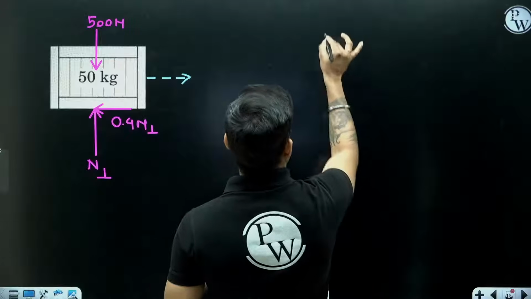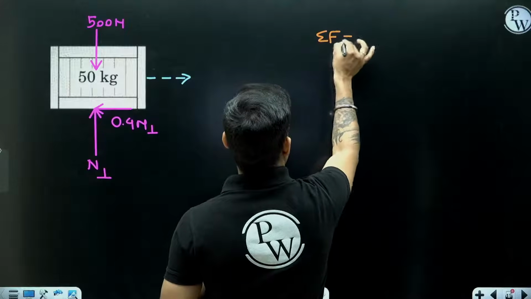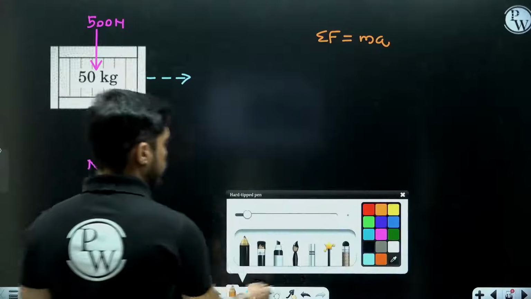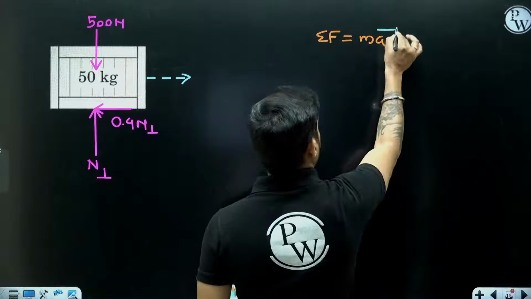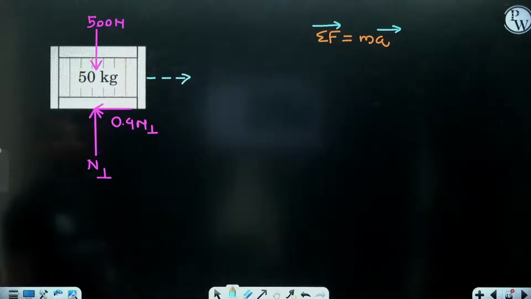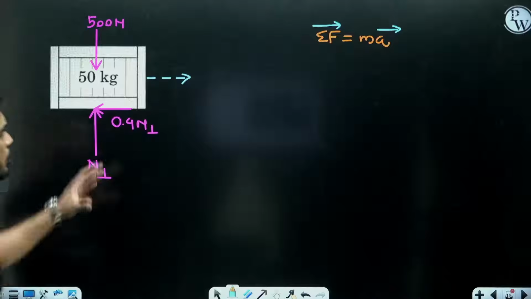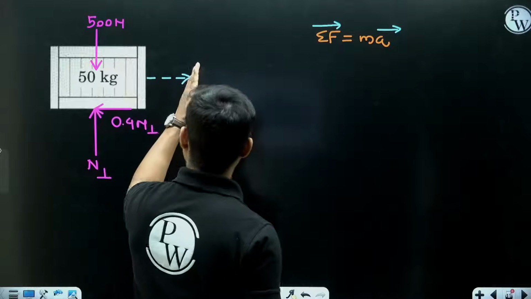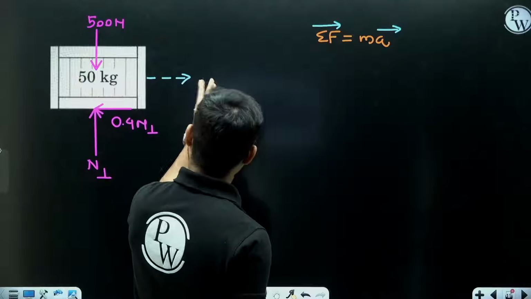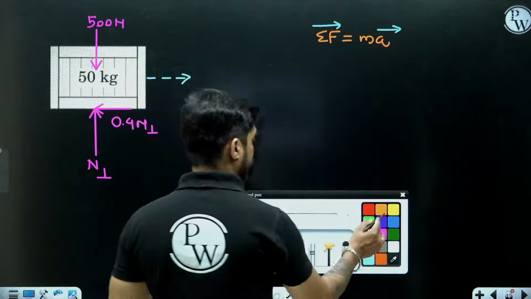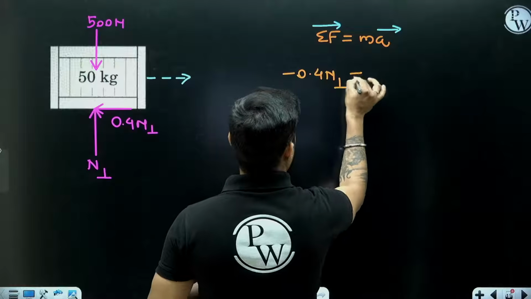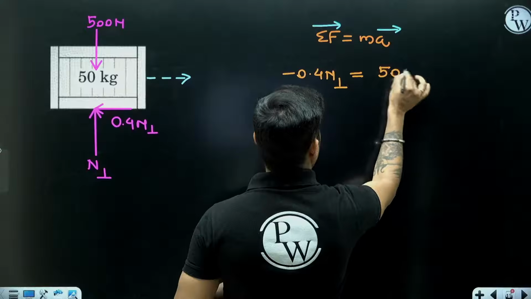We can use Newton's second law, summation of F equals ma. Now a is towards right, horizontally right, so the force must also be horizontally right. What is the net force towards the right direction? There is only one horizontal force, 0.4 N1, but it is not acting towards right, it is acting towards left. So it will be minus 0.4 N1 equals ma, means 50a.